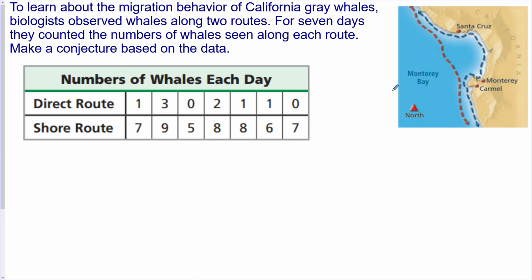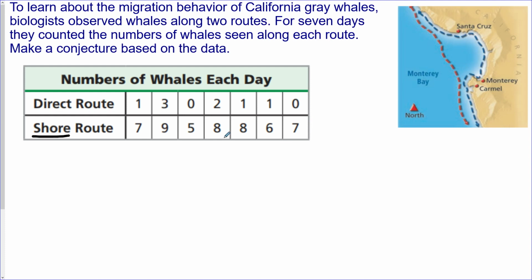Okay, so we've got this route that seems like it is the more direct route. It bypasses this extra long bay area. So as we follow the direct route, we see this many whales each day. And then as we follow this blue route that goes through the bay, we call it the shore route, we notice this many whales. You can come up with your own conjecture on this one, and there are actually plenty of conjectures you can make about this. The real one, well, it's kind of arguable. As long as you can back up your conjecture here, we can accept it.